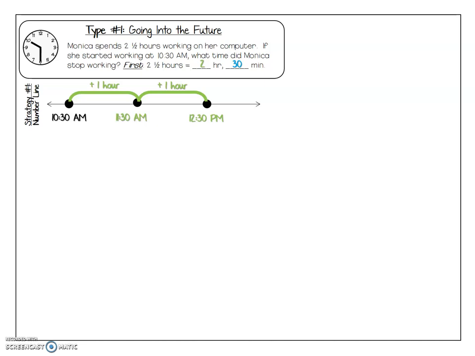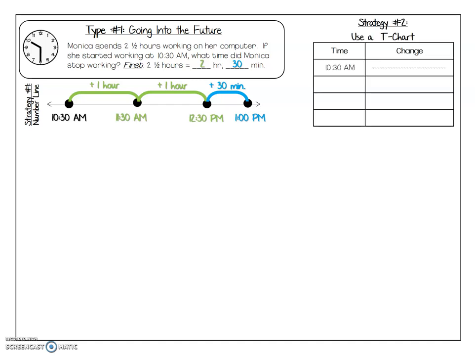So now I've used the 2 hours, I also need to use the 30 minutes. I'll add 30 minutes, which brings me to 1 p.m. That tells me that Monica finished at 1 o'clock in the afternoon. I can also use a T-chart to help me with that.